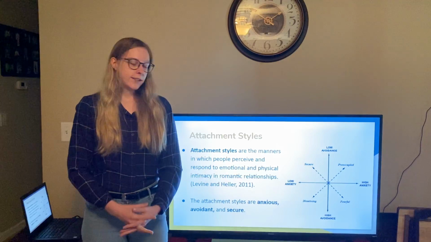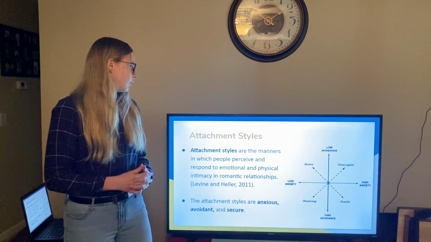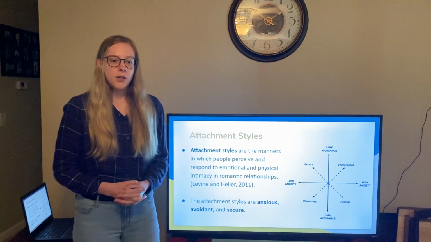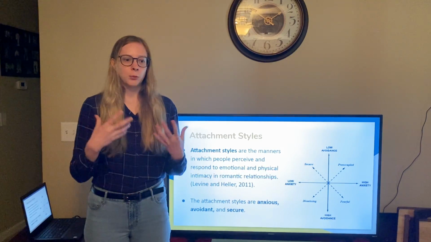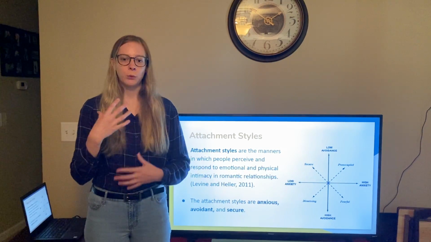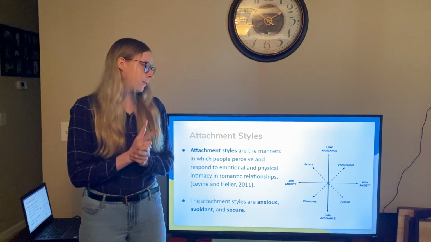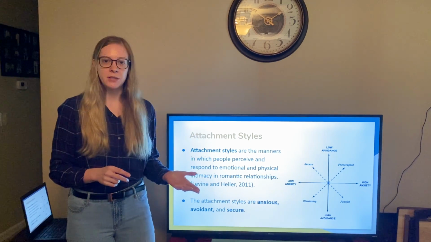So the book defines attachment styles as the manners in which people perceive and respond to emotional and physical intimacy in romantic relationships. So basically that's just saying how a person views relationships and intimacy and how they relate to other people when they're in a romantic relationship. And the three types of attachment styles are anxious, avoidant, and secure, and those are the ones that we're going to be talking about today.